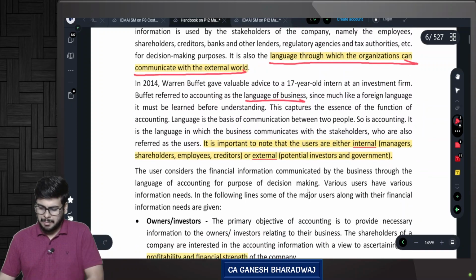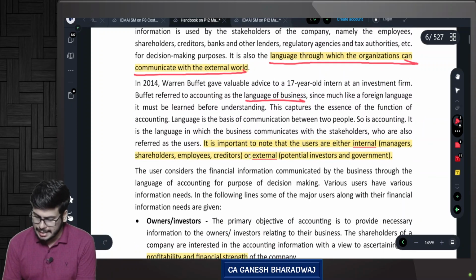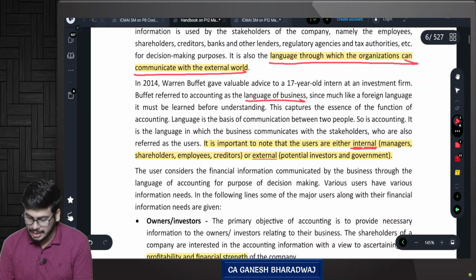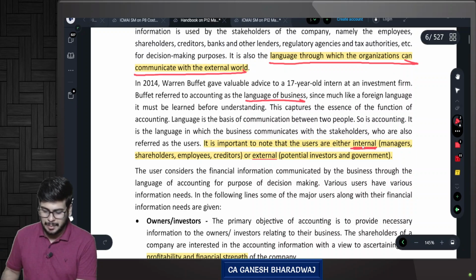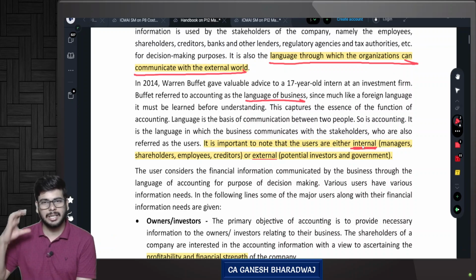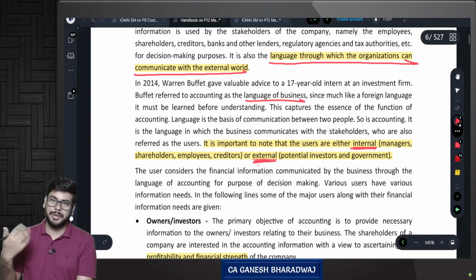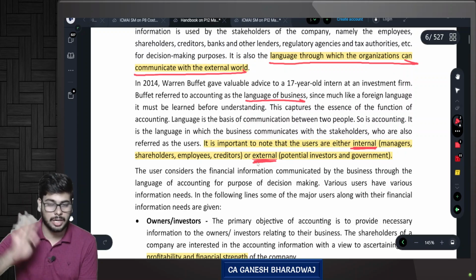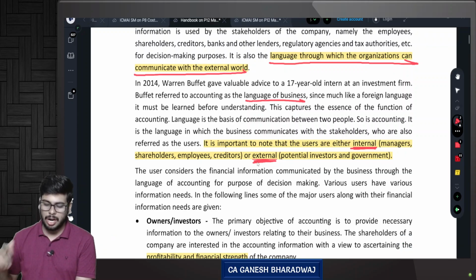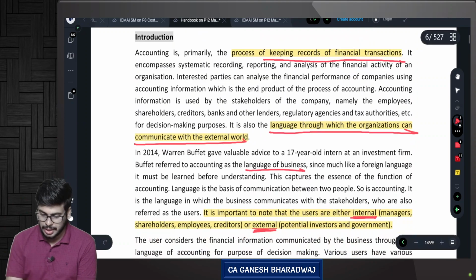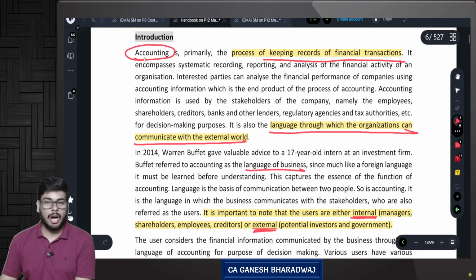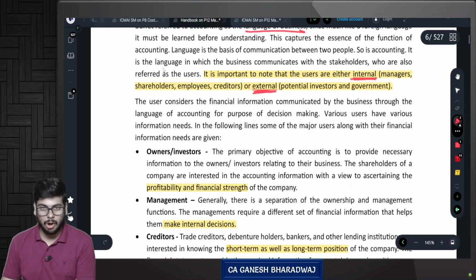So only the relevant part I'm just going to walk you through. It is important to note that the users are either internal, that is the managers or the internal people. Technically, when I say internal people, it's only the management. Fine. Or the external. The users could be internal or external. They're talking about accounting, not management accounting. General accounting. Look at this. They have only said accounting. So accounting users could be internal or external.